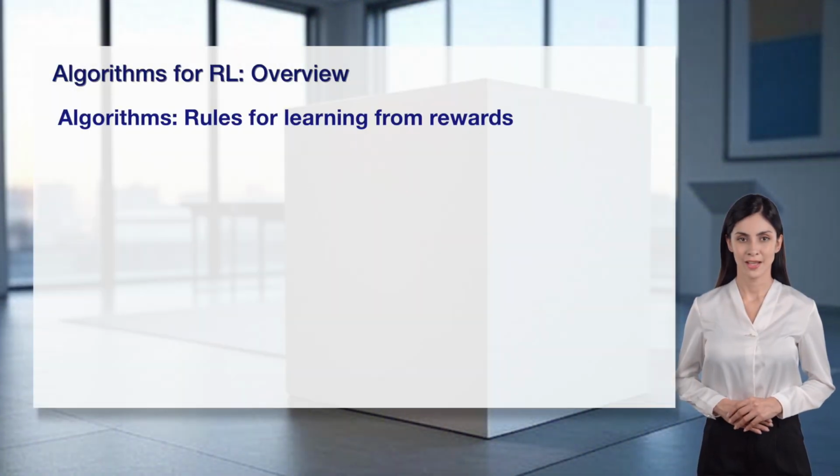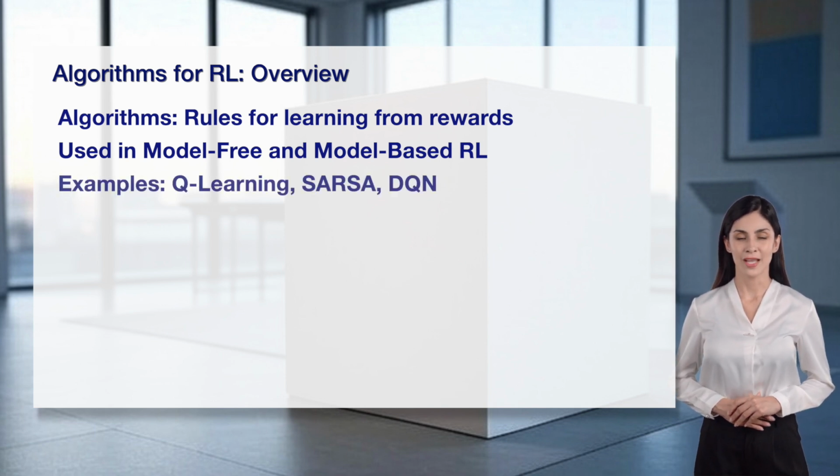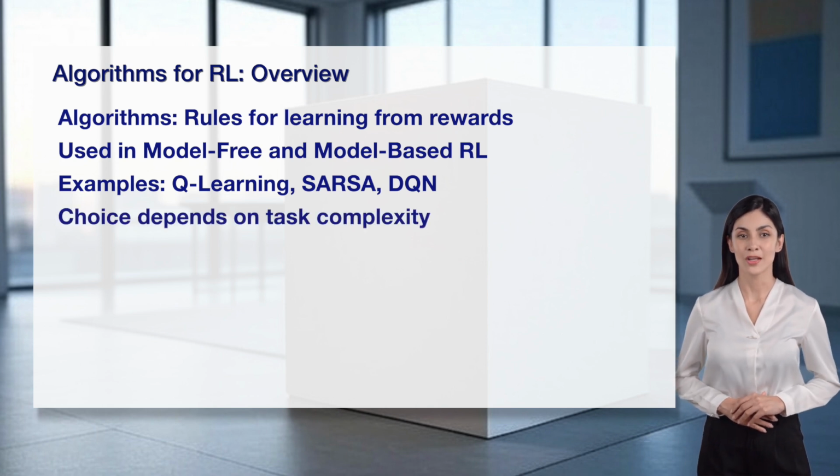Reinforcement learning relies on algorithms, which are the rules the agent uses to learn from rewards. These algorithms are used in both model-free and model-based RL, depending on the approach. Examples include Q-learning and SARSA for model-free RL, and DQN, which uses neural networks for complex tasks. The choice of algorithm depends on the task's complexity and the environment. Let's look at a few popular algorithms to see how they work in RL.